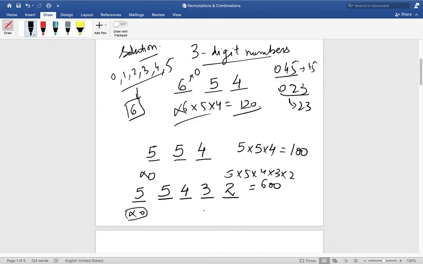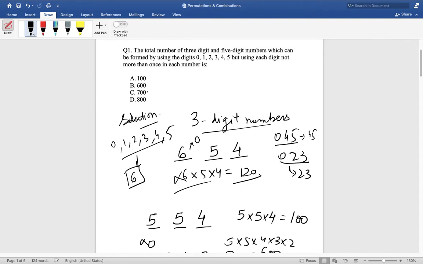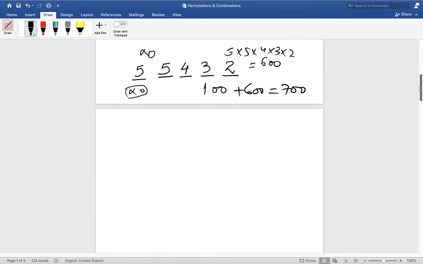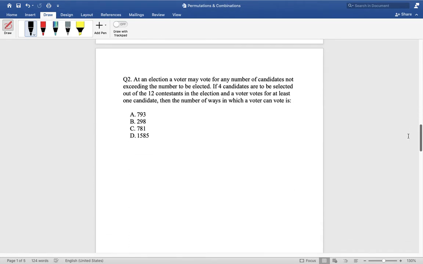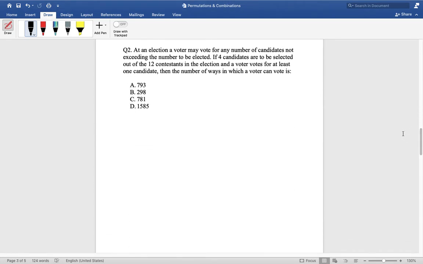So total will be what? 100 plus 600, which is equal to 700. So option C is correct. So that was a very easy and straightforward question, should not take more than 1 minute. Okay. Now let us look at the second problem.